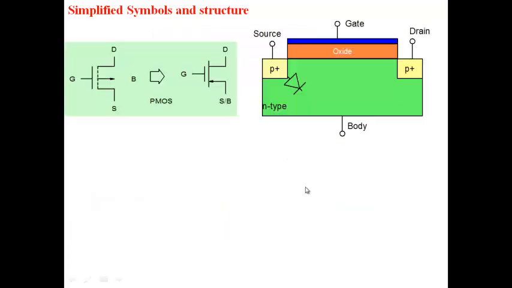The P-type is just the complementary part of the N-type here. So it's an N-type body here, and P plus source and drain. Gate is here, oxide is here, and body is here. And the symbols are just complementary here.